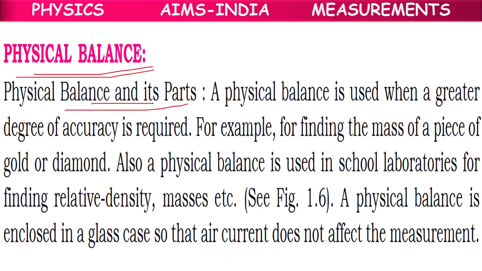So the physical balance is used when a greater degree of accuracy is required. For example, if you want to find the mass of gold or diamond, in a jewelry shop or diamond shop, they have a physical balance fixed in their shop. With the help of the physical balance, they measure the gold or diamond because gold is too costly.